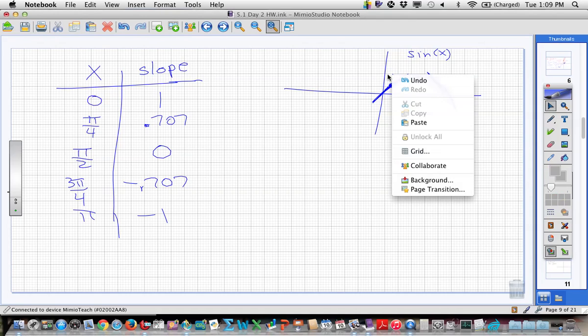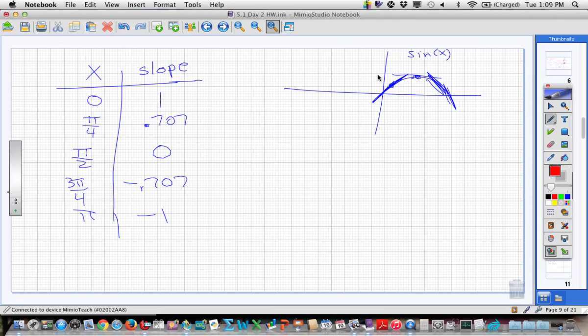So we plotted the point 0, 1, and then the point pi fourths, 0.7, and then pi halves and 0, and then 3 pi fourths and negative 0.7, and then pi, negative 1, and what did we end up with? We ended up with the cosine curve, and it was like, wow, that is really cool.